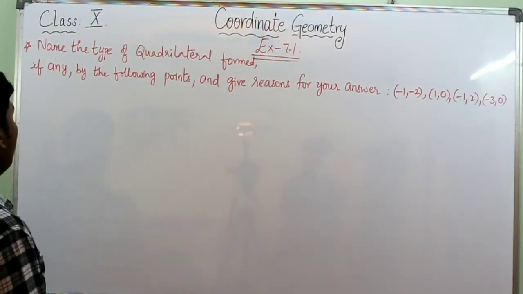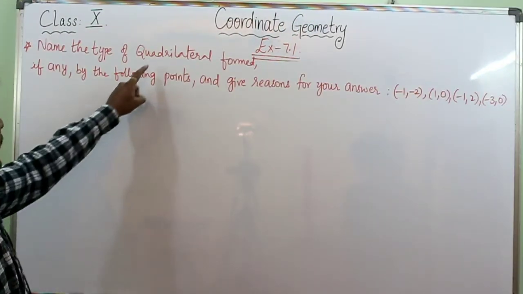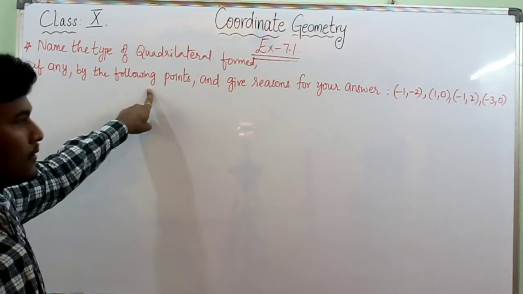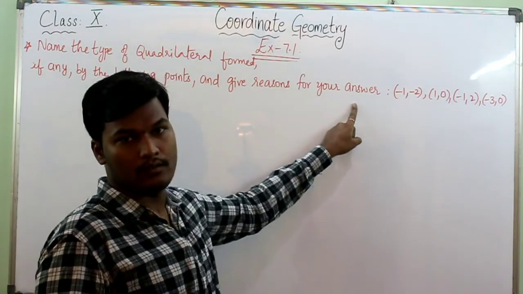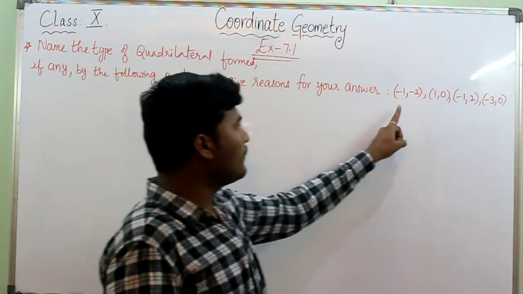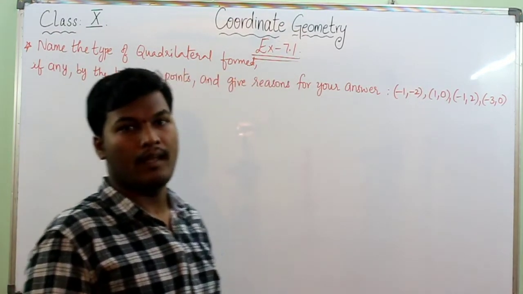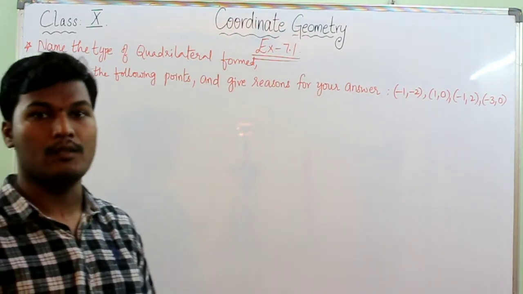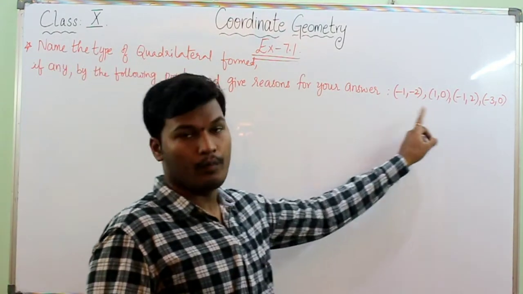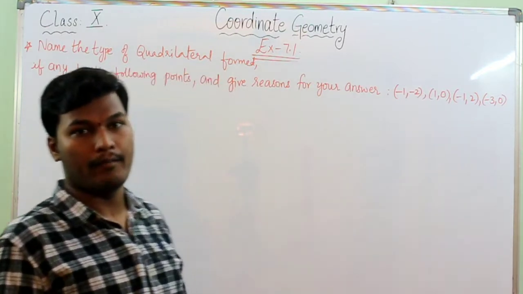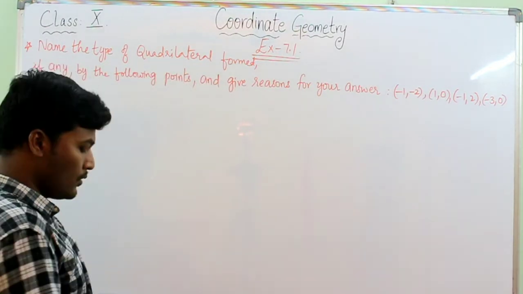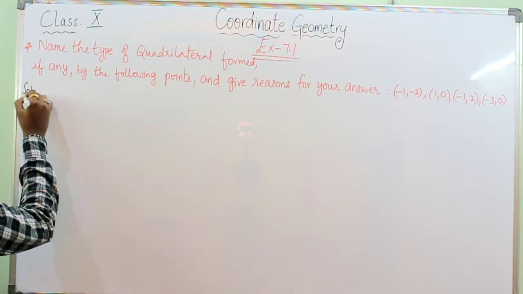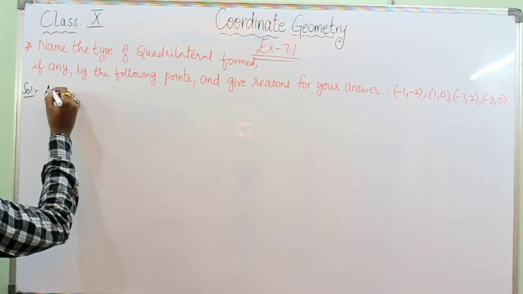The next question is, name the type of quadrilateral formed, if any, by the following points and give reasons for your answer. So he has given us 4 points and we need to check which type of quadrilateral is being formed with these 4 points and we have to name that quadrilateral. So for that, let us assume the given points as A, B, C, D first.